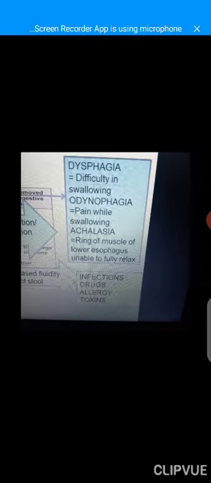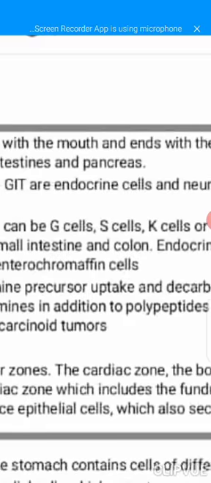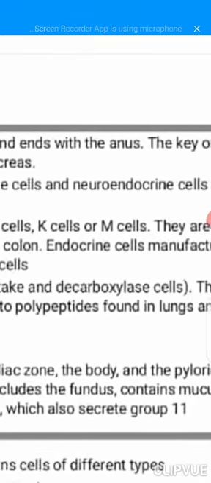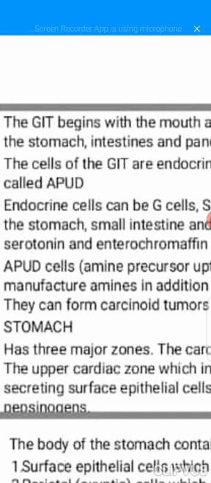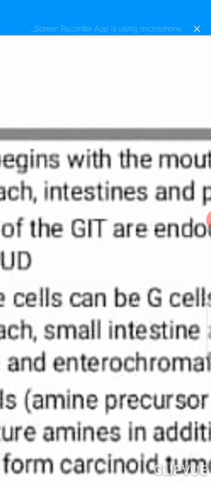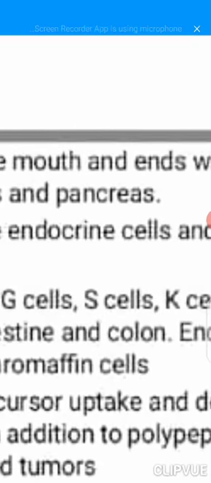Now, when we say the digestive system, what is actually the limit? The digestive system starts from the mouth and ends in the anus. However, there are key organs of digestion, 3 of them: the stomach, the small and the large intestines, which we call together the intestine, and the pancreas.